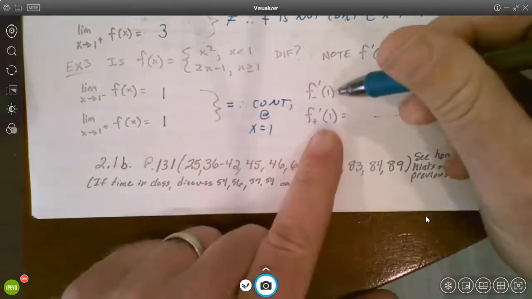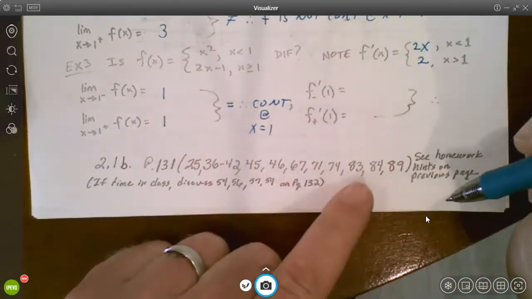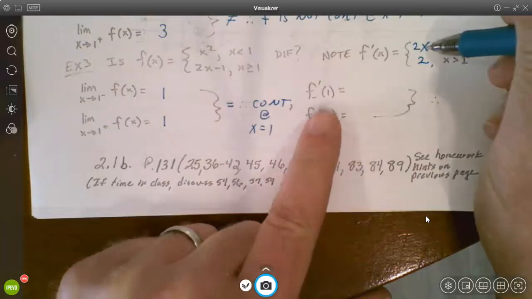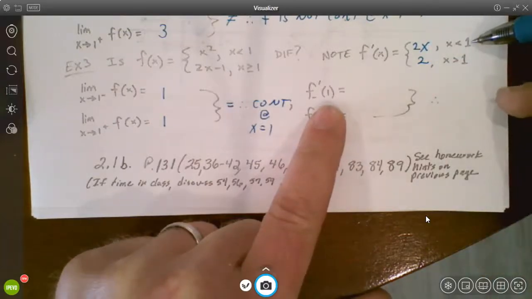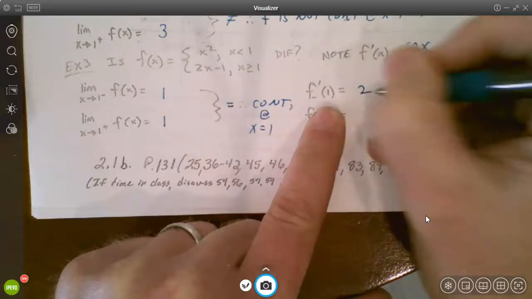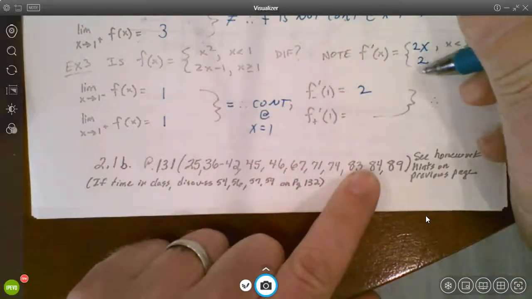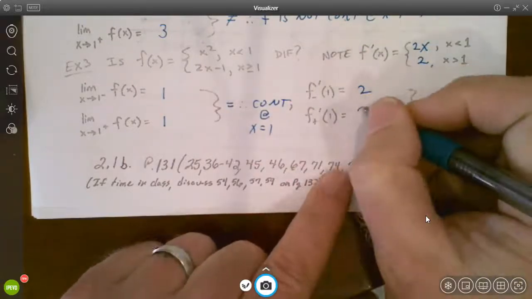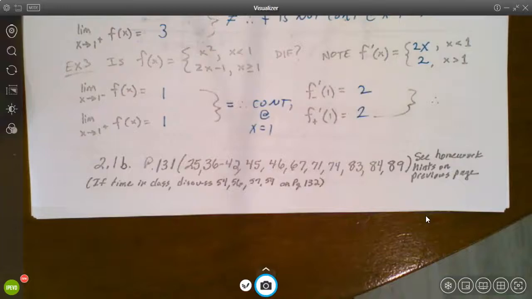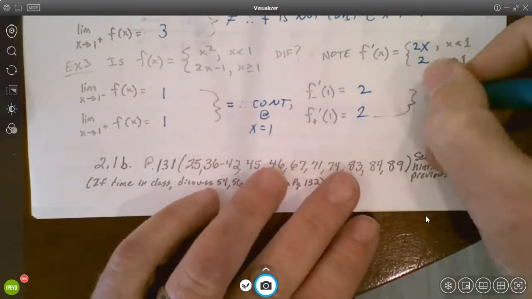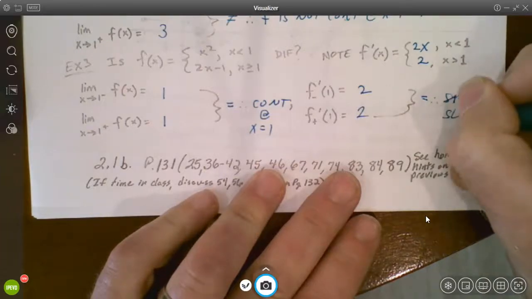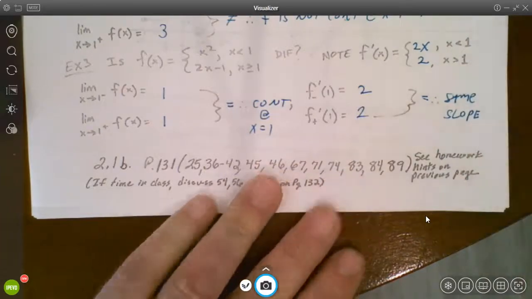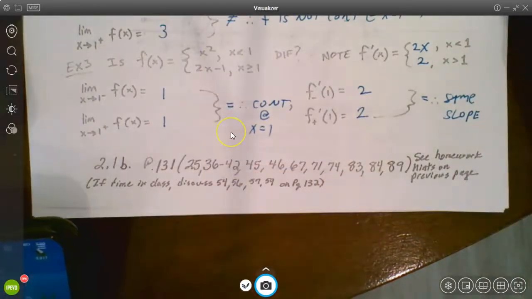Now we're going to check the slopes on either side to see if the slopes match up. As we now look at the derivatives of this, if I plug in a 1 for values to the left of 1, 2 times 1 is 2. And the other side of 1 always has a slope of 2. So these are also a winner because they have the same slope. So we can safely say that this is differentiable where x equals 1.